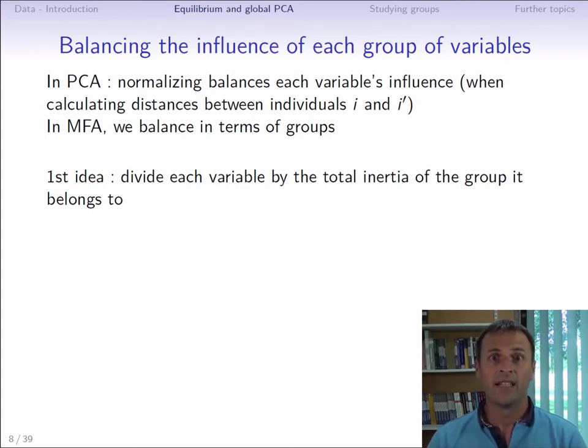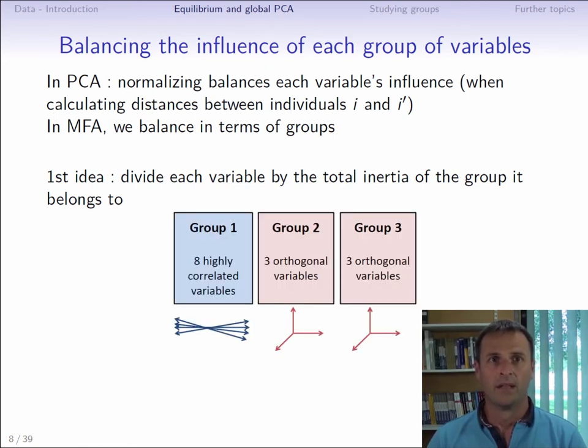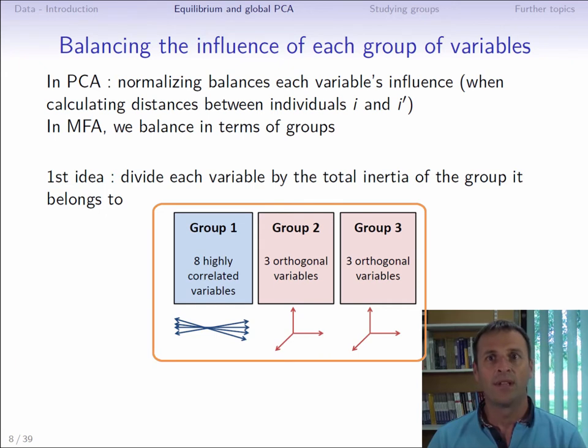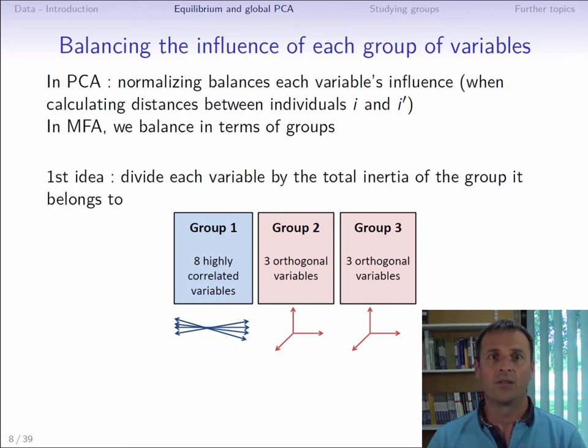Indeed, factor analysis is sensitive to the distribution of the inertia from one group to another. In the example shown in this small diagram, a first group is composed of 8 highly correlated variables. The second group is composed of 3 orthogonal variables. Lastly, the third group is identical to the second.